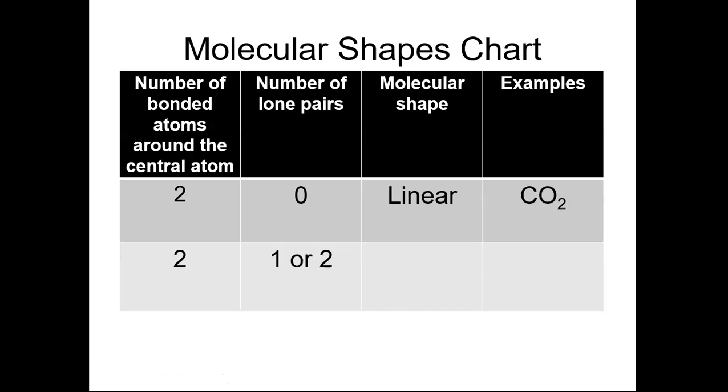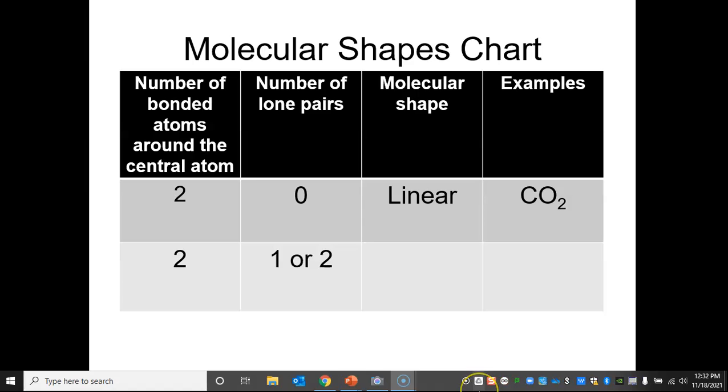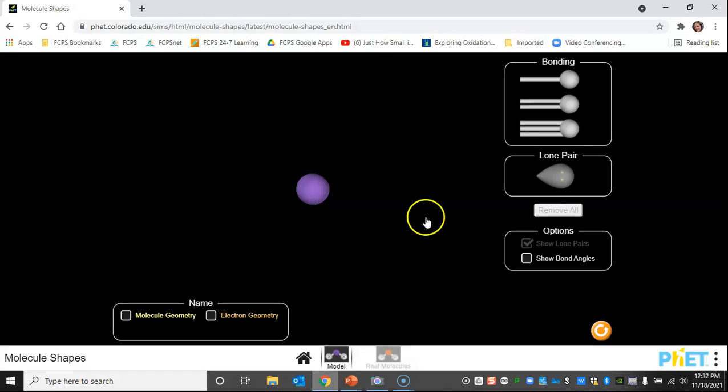Now, I'm going to go through this shapes chart, and while I do that, I'm going to bring up the simulation that we saw in class so that you can refer back to what the shapes really look like, because just seeing the name isn't incredibly helpful. All right, so when we try to figure out the shape, we have to consider two things. We have to consider the number of bonded atoms around the central atom and the number of lone pairs on the central atom.